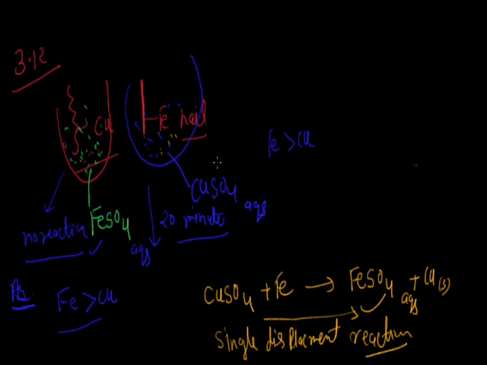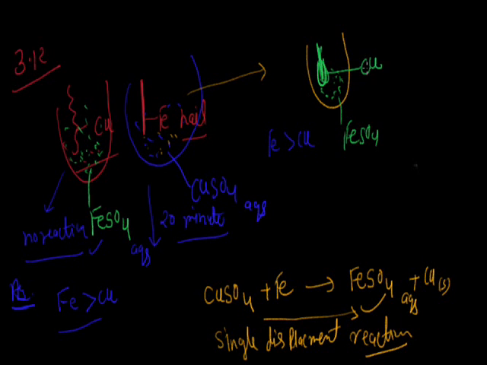Initially the copper sulfate is blue in color, but after 20 minutes the solution forms FeSO4, which is light green. So after 20 minutes we have the light green color of FeSO4 in place of blue copper sulfate, and the iron nail has a deposition of brown colored copper. So here is the deposition of copper on the iron nail, and the solution has FeSO4.